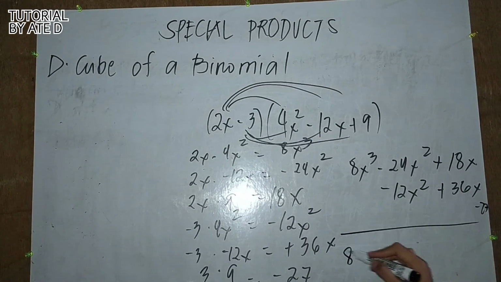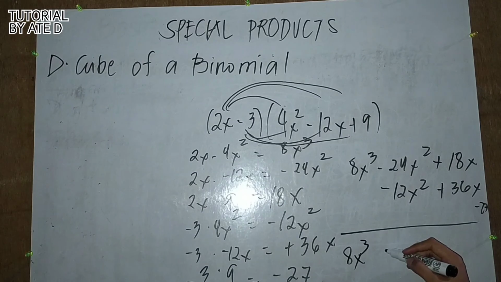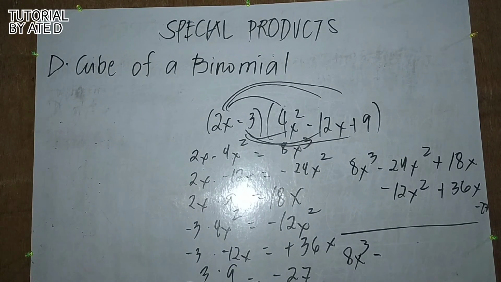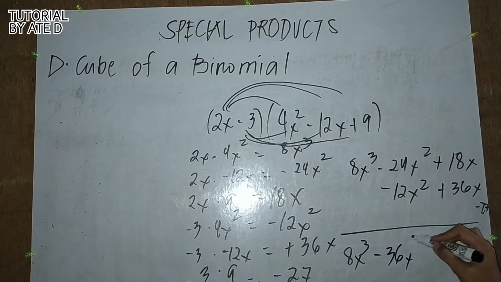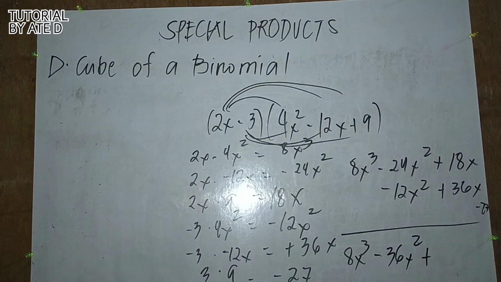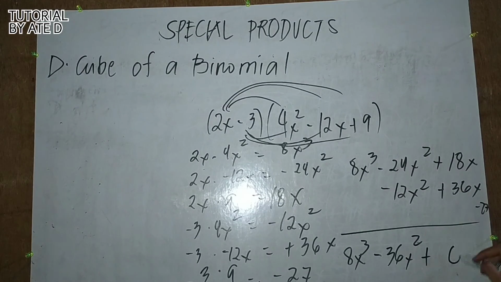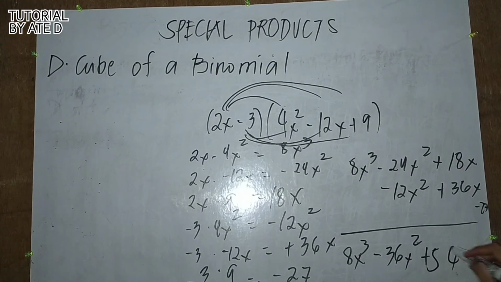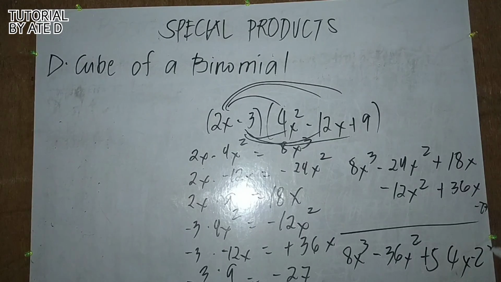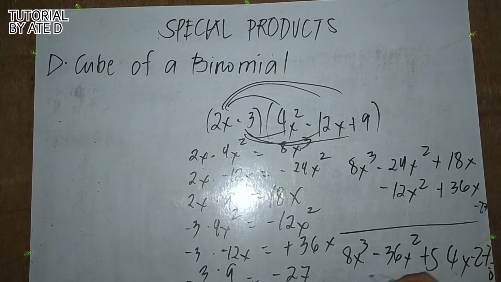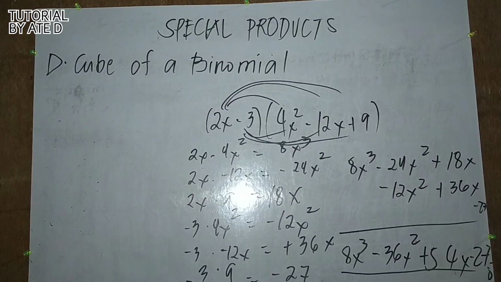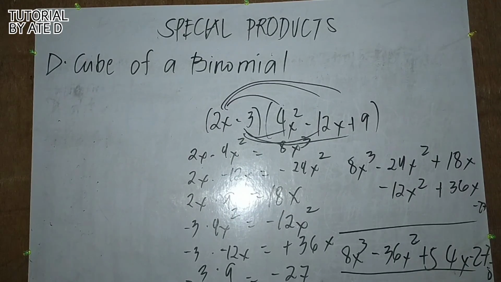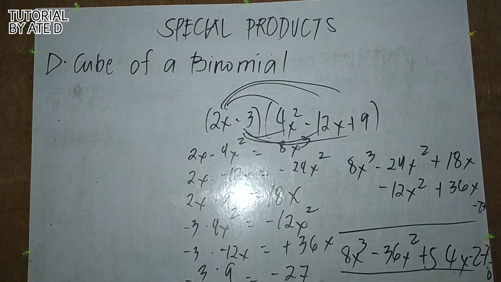Solving, combining like terms, negative 24x squared minus 12x squared is equal to negative 36x squared. 18x plus 36x is equal to 54x, and lastly negative 27. So the answer for this cube of a binomial is 8x cubed minus 36x squared plus 54x minus 27.